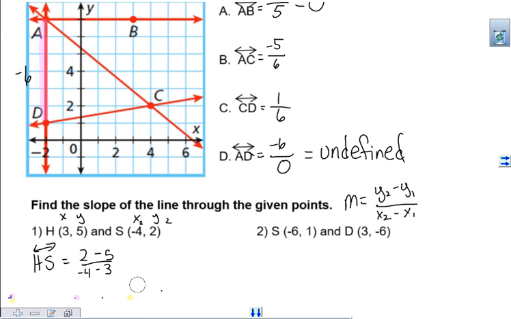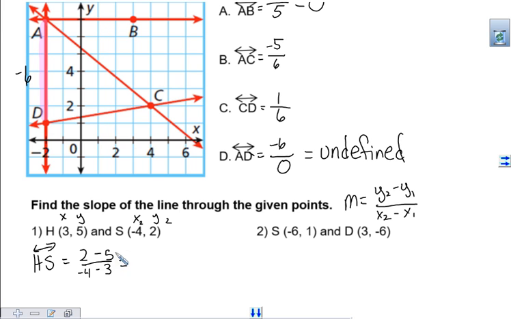Now, I know that it gets really confusing on these to make sure that you have things in the right order. My recommendation is make sure that your ordered pairs are stacked. So you have your y on top of your x. So 2 is on top of negative 4. We're good. 5 is on top of 3. We're good. So now we work this.